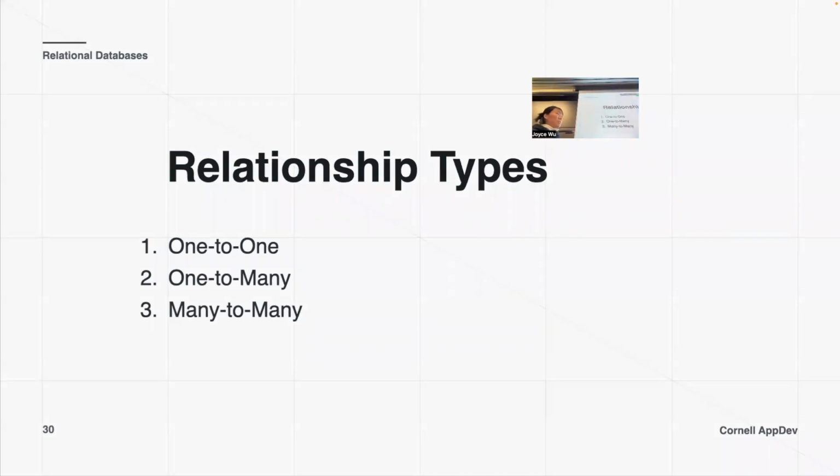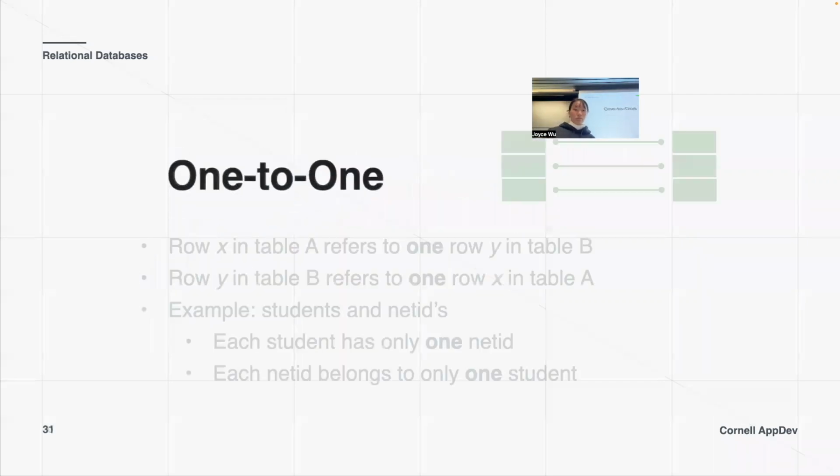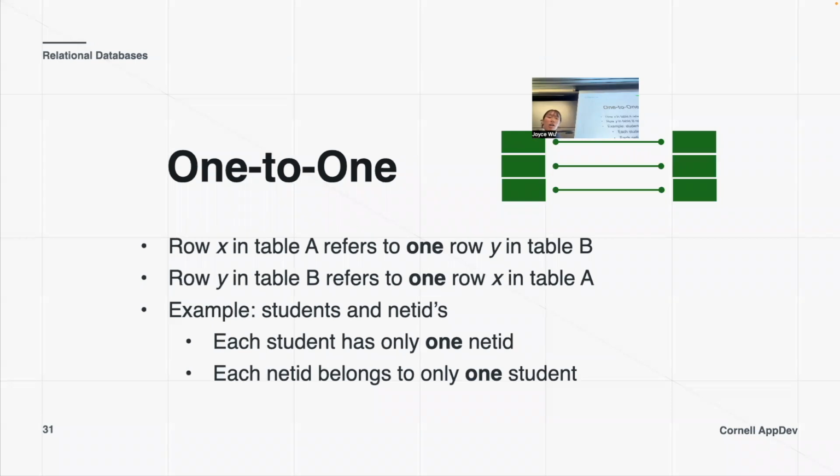Okay, so there are three particular types of relationships that we'll be hopping into. First, let's talk about a one-to-one relationship. As the name implies, for a one-to-one relationship, it literally means that in the two tables that you make, one row in the first table corresponds directly with one particular row in the second table. More abstractly, row X in table A is exactly one row Y in table B, and that row Y in table B also has to directly link back to that first row X in table A. A great example of this would be students and net IDs.